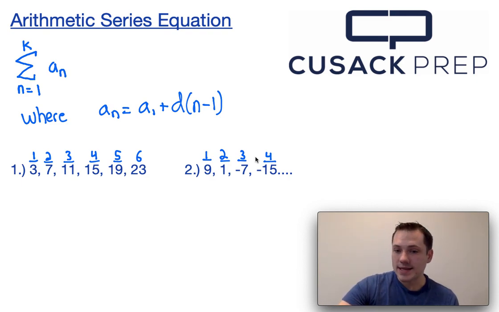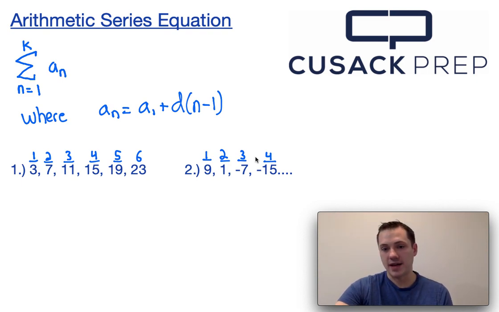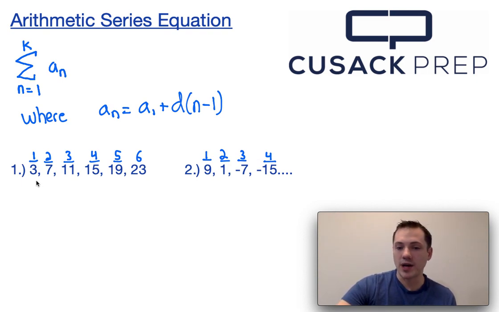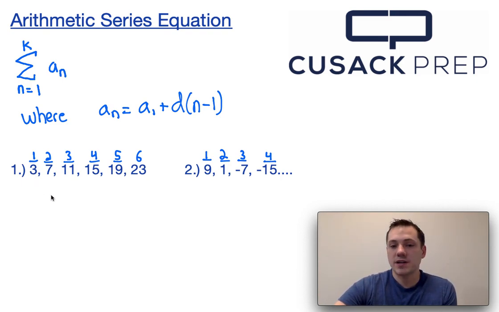Now, a sequence is simply a listing of the values. So if I look down here at problem 1, I'm just listing the values. I'm saying that 3 is my first term, 7 is my second term, 11 is my third term, 15, and so on and so forth. Now, what a series equation is going to do is sum all the values. So rather than just having the values listed, we're going to be adding them.